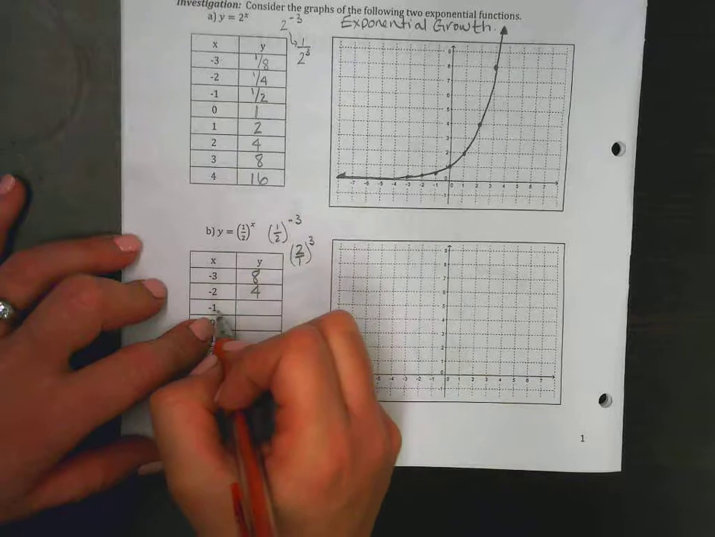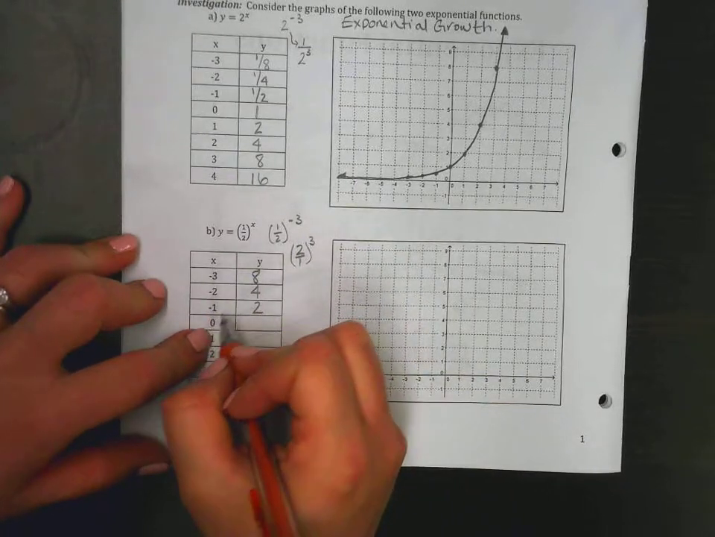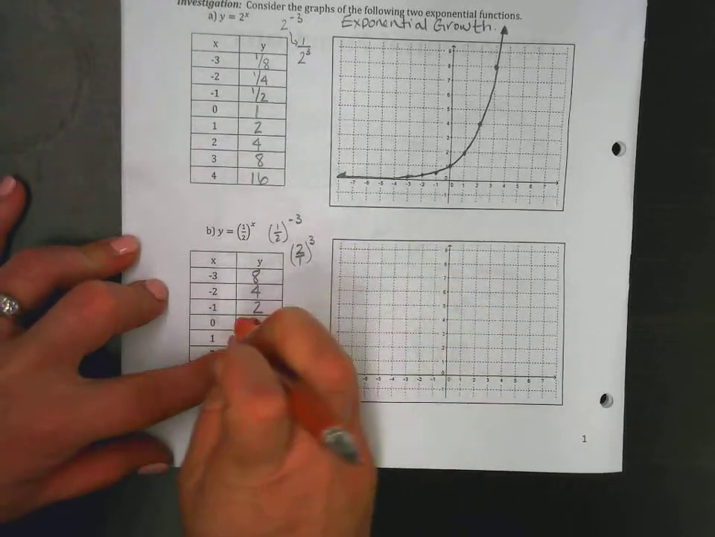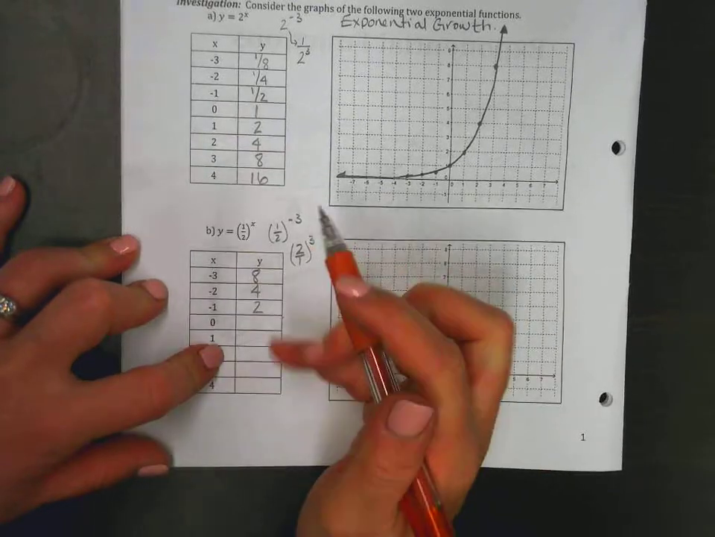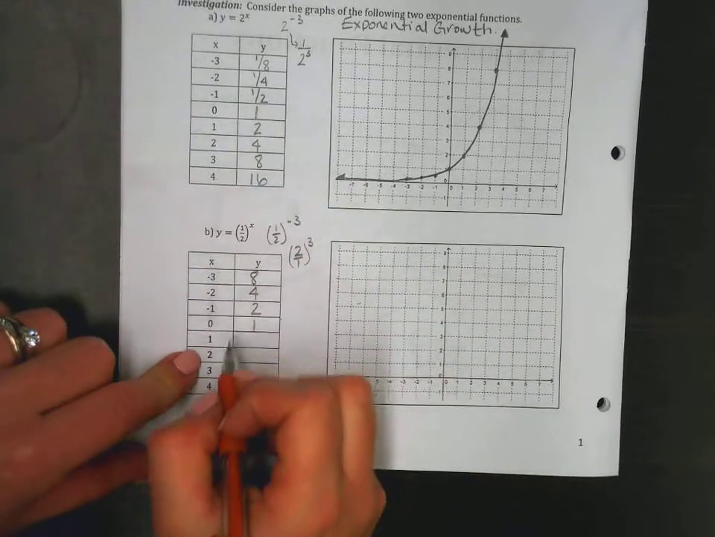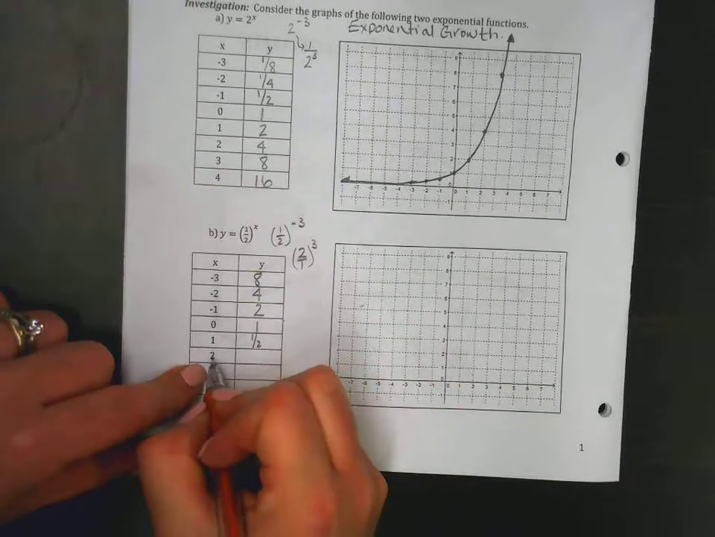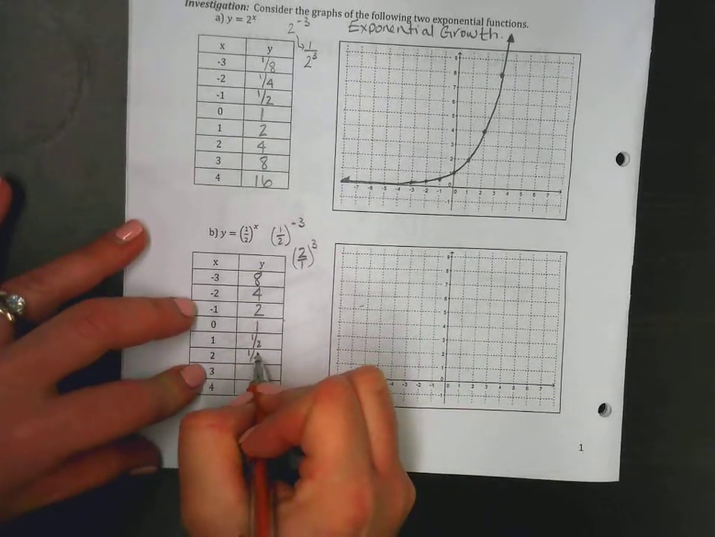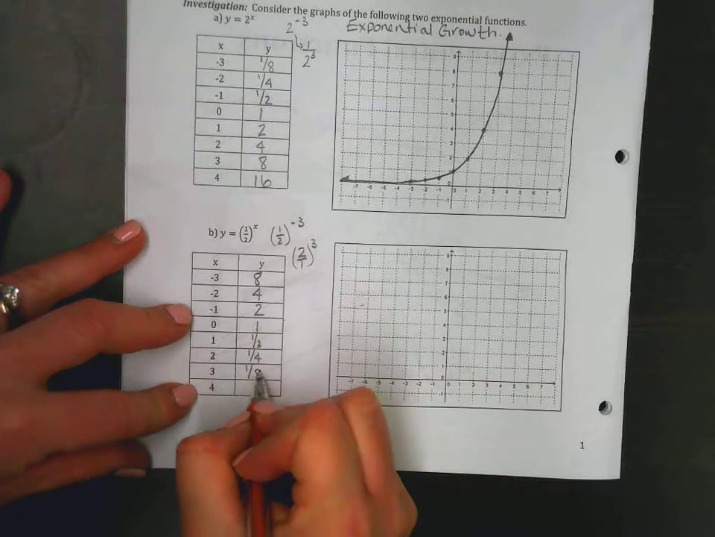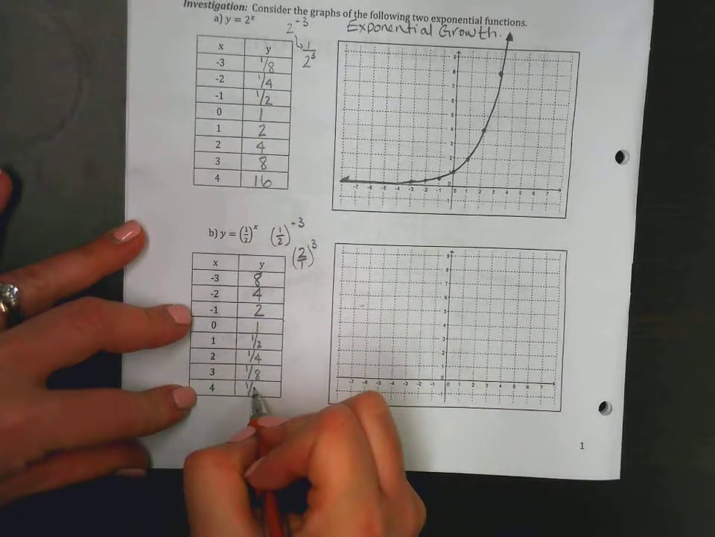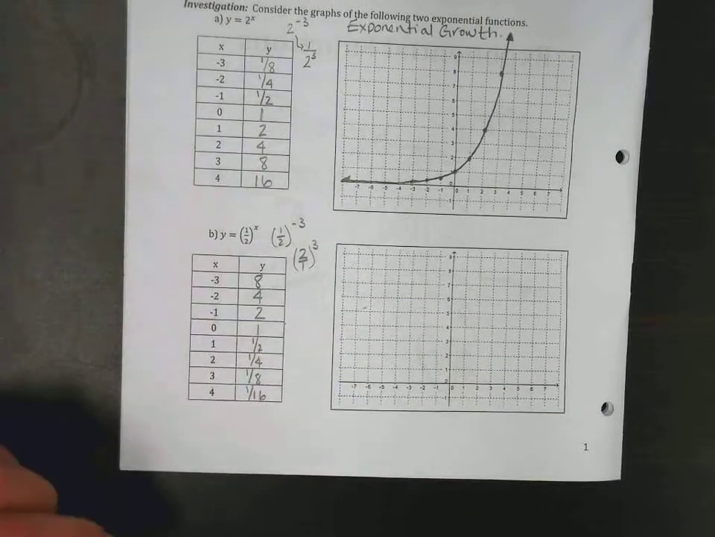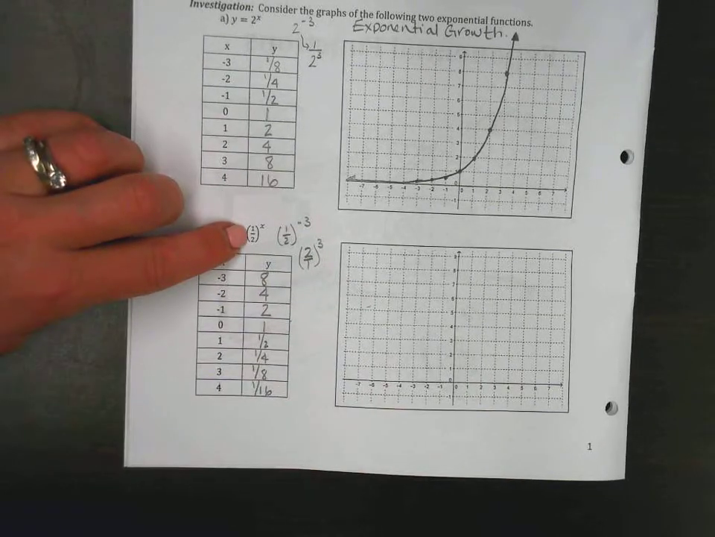1/2 to the negative 1 would give me a value of 2. Power of 0, regardless of what it is, is always 1. And then 1/2 to the 1 would be 1/2. 1/2 squared would be 1/4. 1/2 cubed would be 1/8. 1/2 to the 4th would be 1/16.